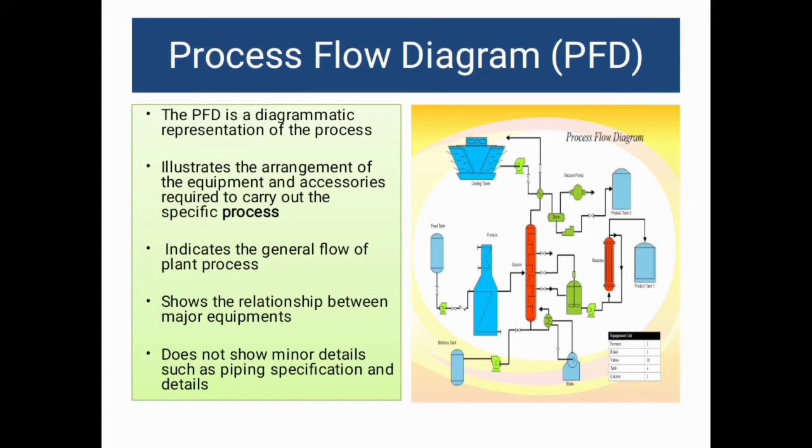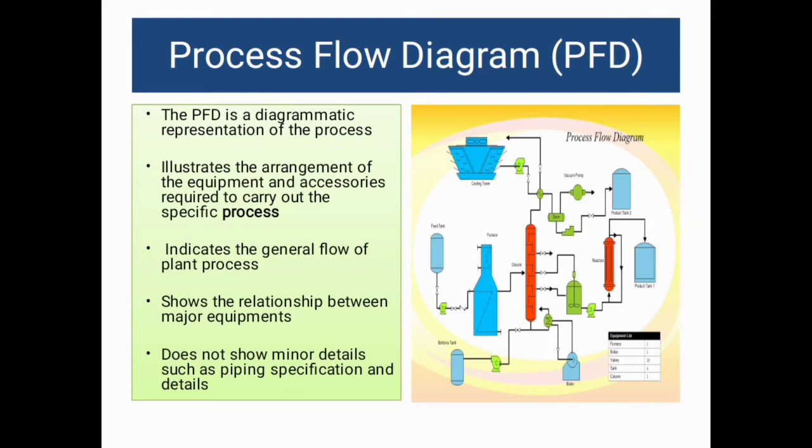Then this is the process flow diagram. It consists of arrangements of equipments. Here a distillation column, reactor, furnace, cooling tower, everything is arranged in a sequential manner, and it also describes the direction of the process flow. So when you are looking at a process flow diagram, you should understand what all equipments we use in the plant and where they are located.